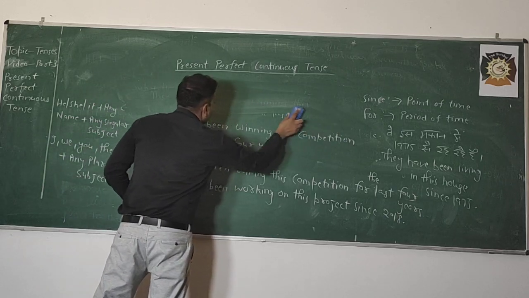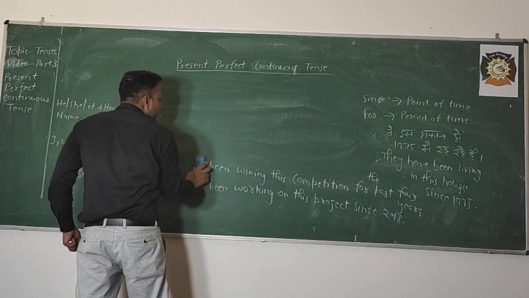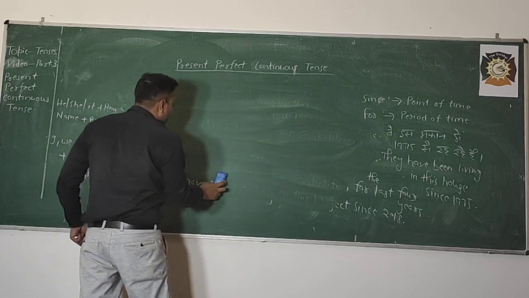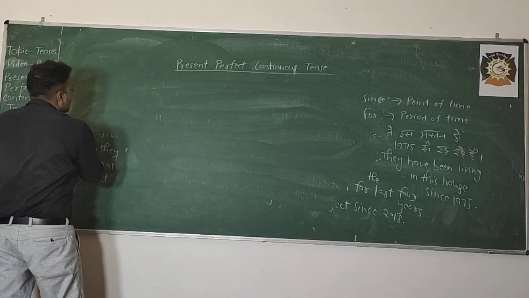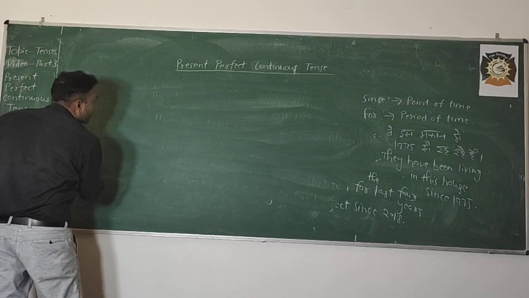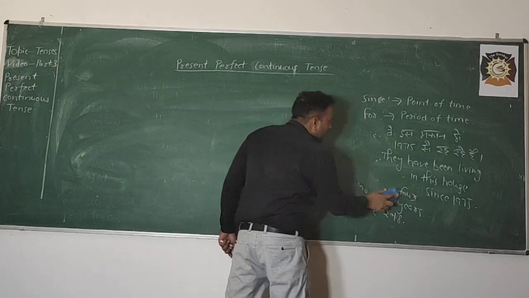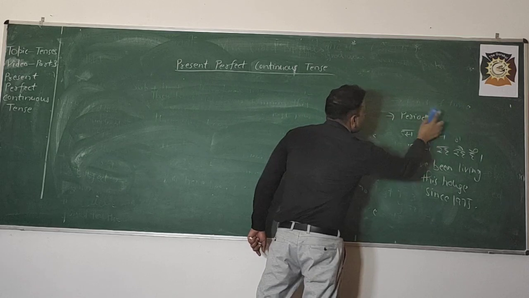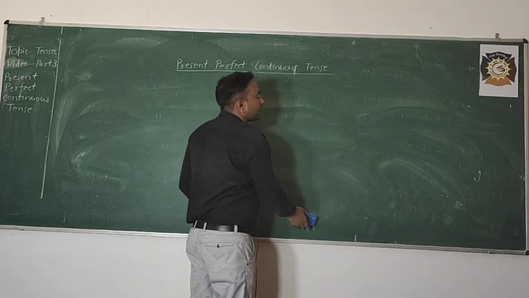And I have already told you, when the helping verb comes before the subject, the sentence always becomes interrogative. So now we will learn the uses of present perfect continuous tense.